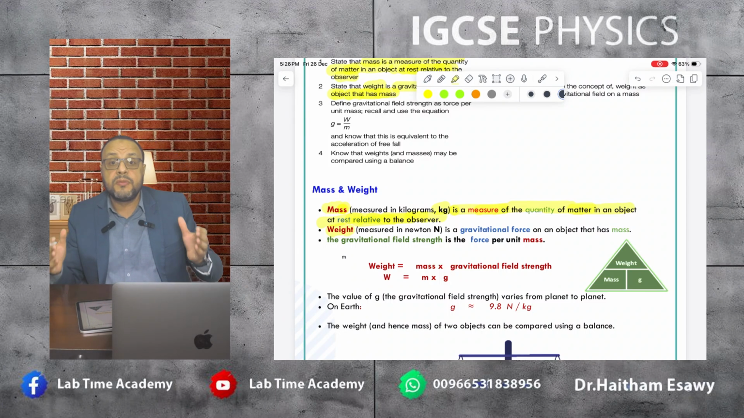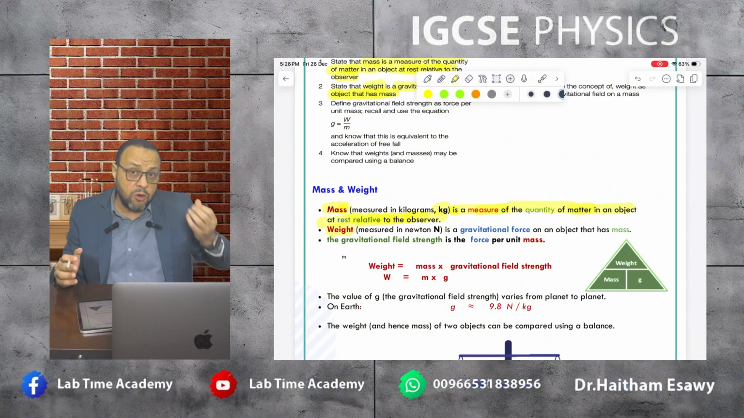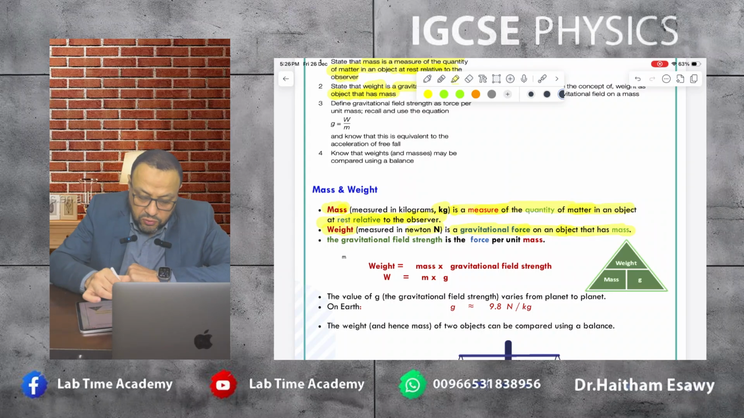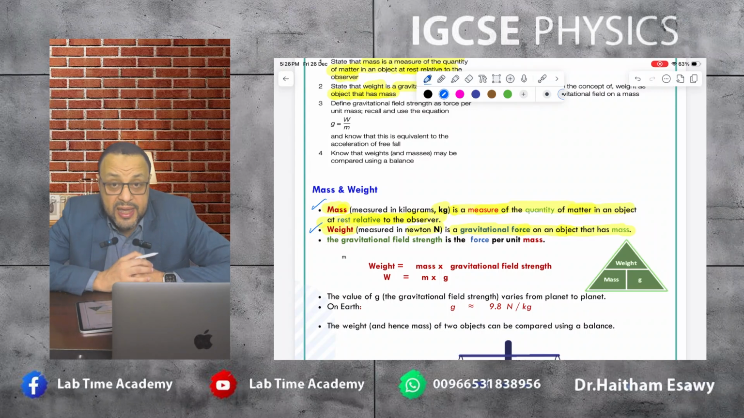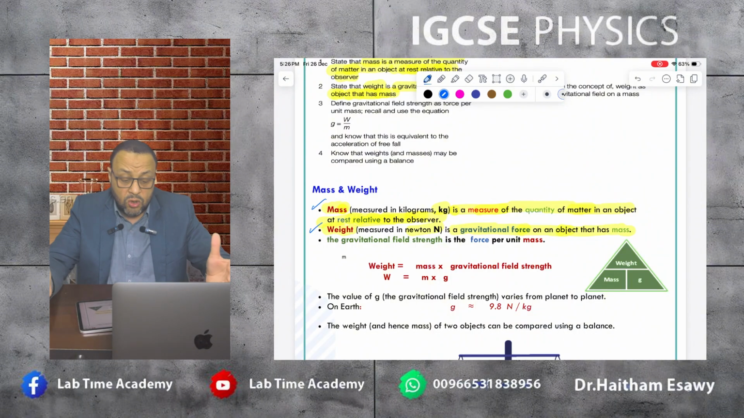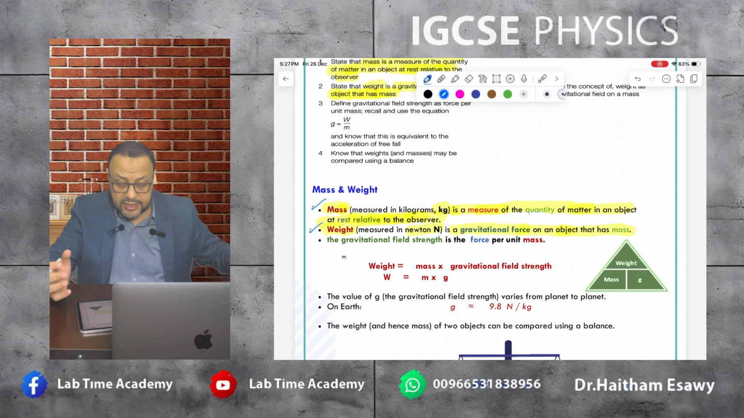What about the weight? Actually, weight is a vector quantity, because it has magnitude and direction. Its direction is downward. Weight, measured in Newton, is the gravitational force on an object that has mass. So this will be the definition for mass and weight. Take care about the definition. As I said, mass is a scalar quantity, while weight is a vector quantity. It has magnitude and direction, and its direction is downward, as you know.